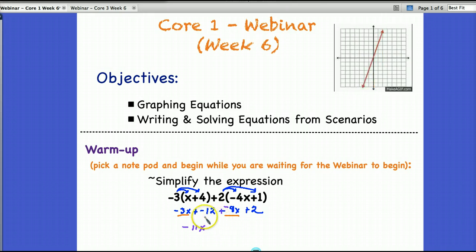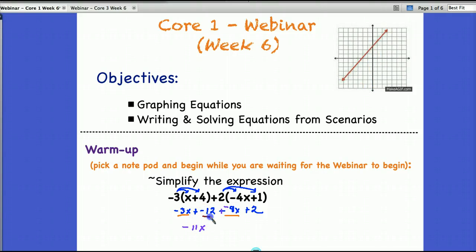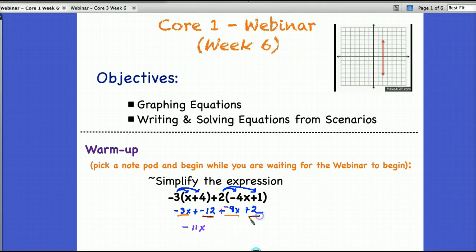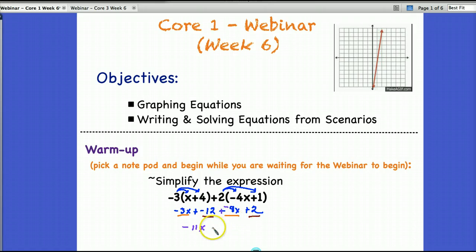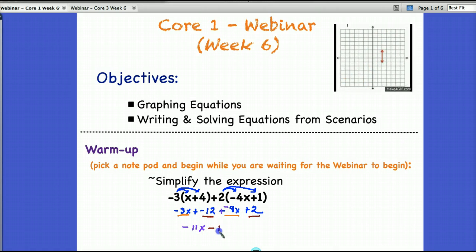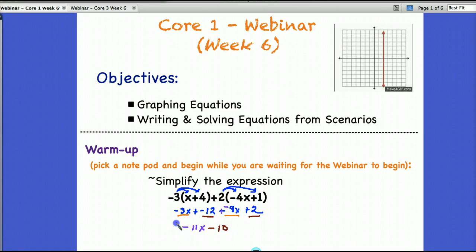Okay. Now I'm going to combine my negative 12 with my 2. So we'll do a different color there. So I have negative 12 plus 2. Negative 12 plus 2 is negative 10. And that is the final answer.